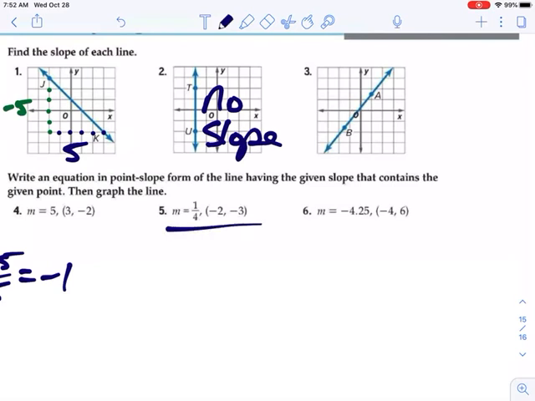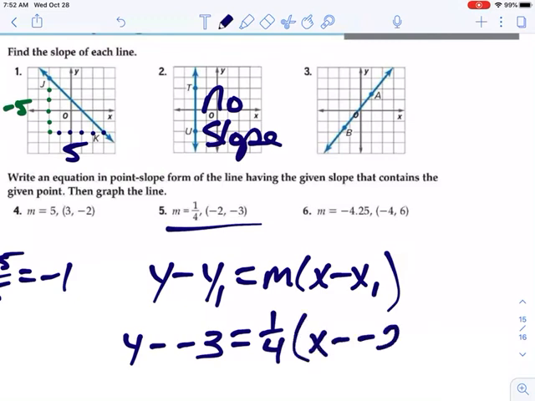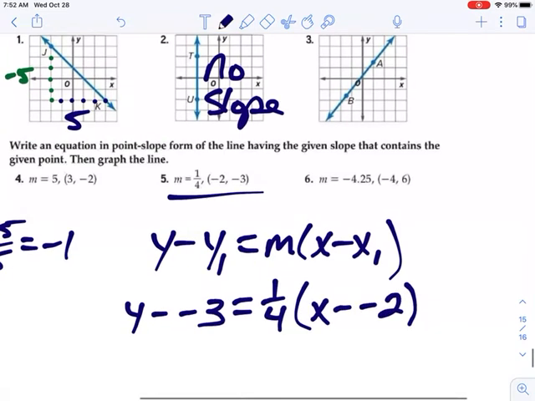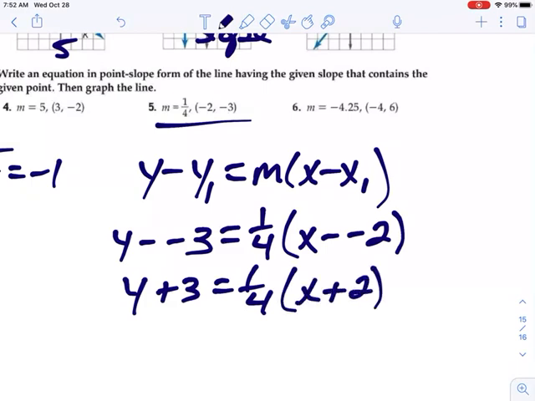Okay, let's look down here at number 5. We're going to write it in point slope form. So we're going to go y minus y sub 1 equals m times x minus x sub 1. y minus 3. Watch negatives. 1/4 x minus 2. Other than changing to pluses, we got it. And it says to graph it.